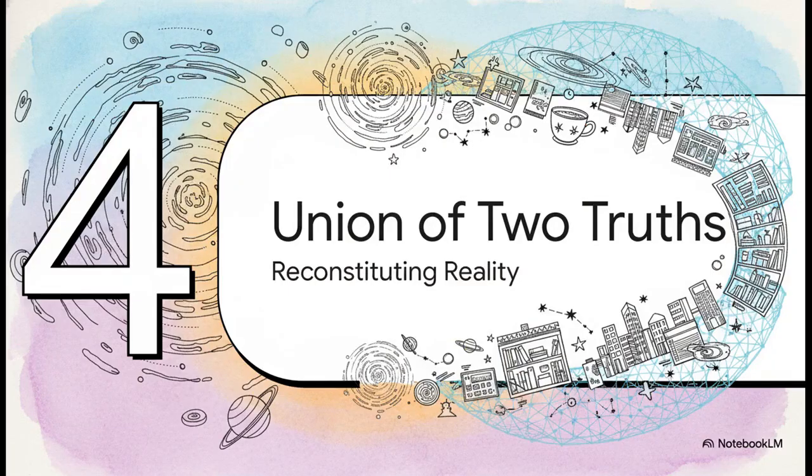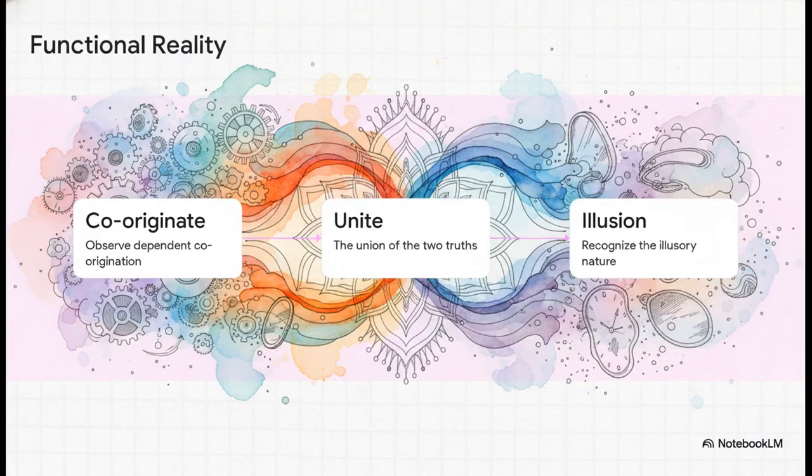Okay, Part 4, the union of two truths. Now, from this profound realization of emptiness, we pivot to reconstituting conventional reality. It's important to remember we haven't deleted the universe. We've just cured our delusion of its absolute solidity. This brings us right into steps 4 through 6 of our diagnostic framework, where we look at how phenomena actually function without an absolute essence.